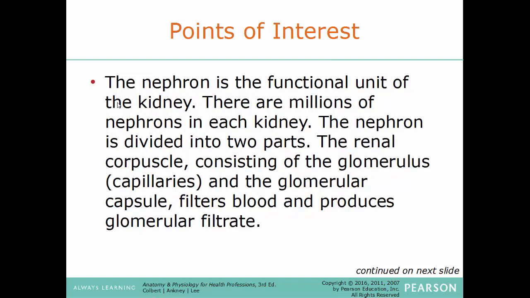The nephron is a functional unit of the kidney. There are millions of nephrons in each kidney. The nephron is divided into two parts: the renal corpuscle, which consists of the glomerulus and also the glomerular capsule, or the Bowman's capsule. And it is there to filter blood and produce the glomerular filtrate.